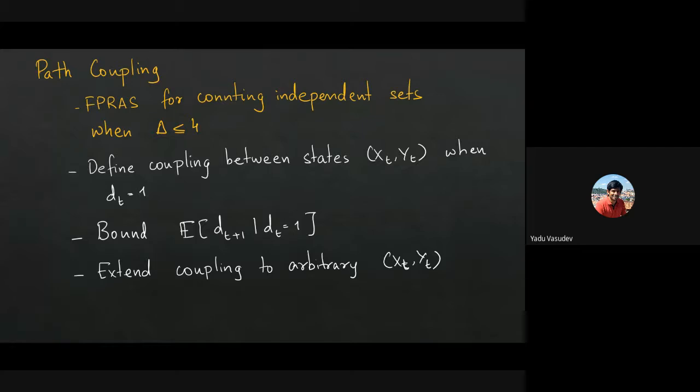Okay. And given this, you extend the bound for the expected value of dt plus 1, given that dt is equal to 1, to bound the expected value of dt plus 1 given dt for an arbitrary value of dt. Right? So if you have an arbitrary set xt yt, its symmetric difference could be very large, right? For instance, xt could be the empty set and yt could be a very large independent set. It could even be theta n, right? So we use this chain, and within each chain we know how to bound the changes, and we use that to bound the change for the entire path, right? This path of states from xt to yt.